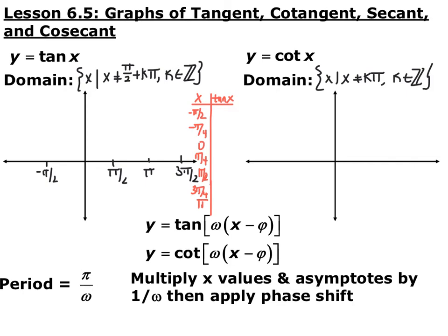Section 6.5 is the graph of tangent, cotangent, secant, and cosecant. I would pause the video and write down these notes real quick. So first we're going to look at tangent and cotangent.